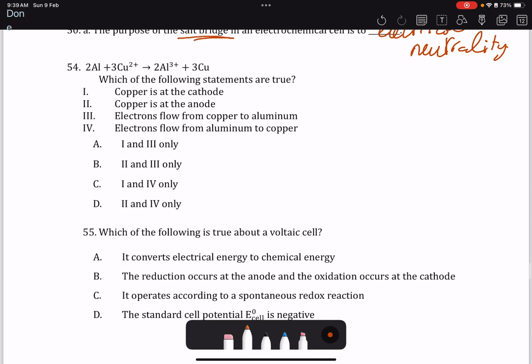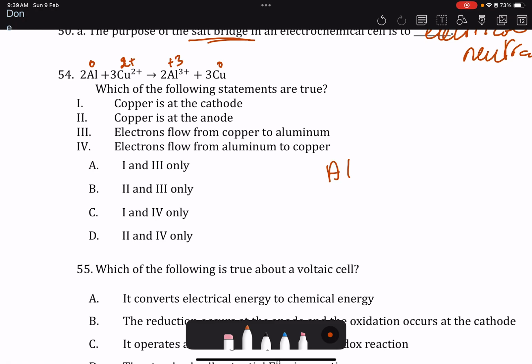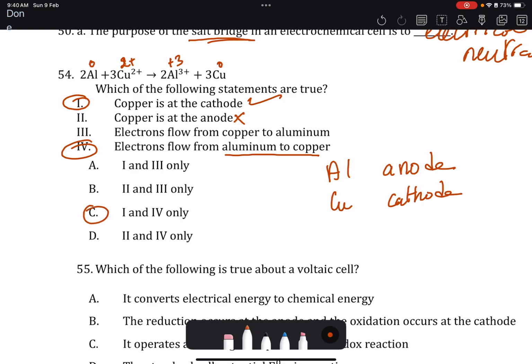Now, which of the following is a true statement? When I have an equation like this, I need to look at the charges, at the oxidation states. I have an increase in the oxidation number of aluminium. So this aluminium is the anode that undergoes an oxidation because the oxidation number increased. And the Cu is the cathode. So electrons are going to flow from aluminium, from anode to cathode. So it is 1 and 4.